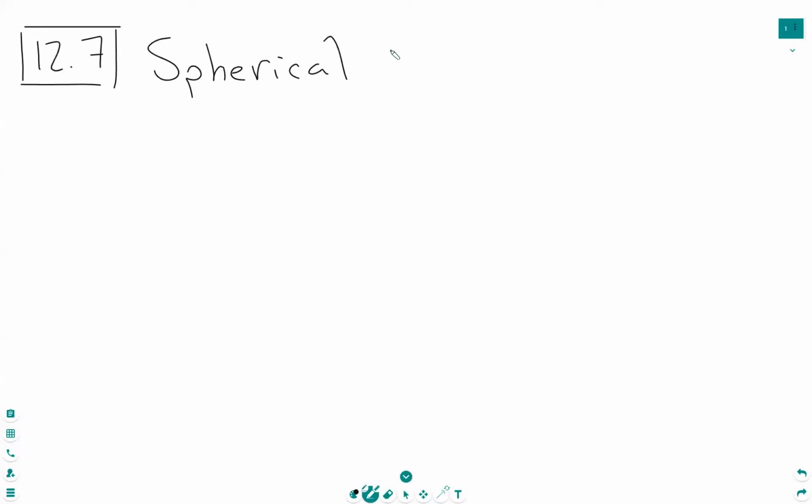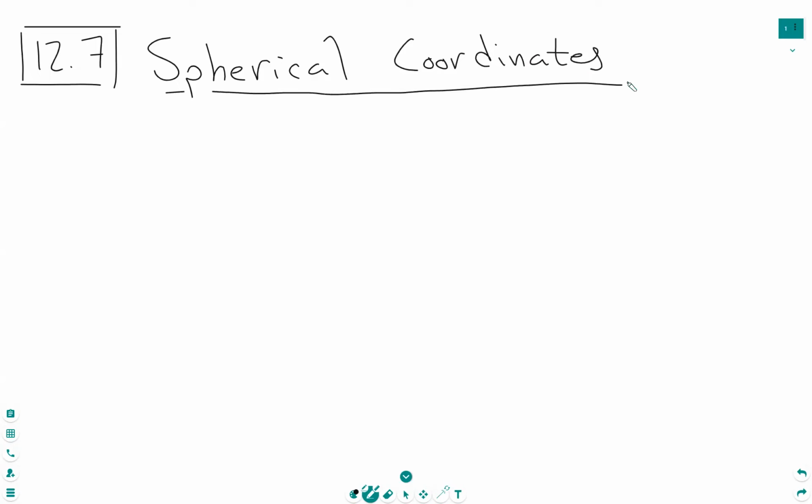Okay, so let's jump in with 12.7, where we're going to talk about spherical coordinates and triple integrals in spherical coordinates. Spherical coordinates are defined again by an ordered triplet. Let's sketch out our x, y, z Cartesian axes.